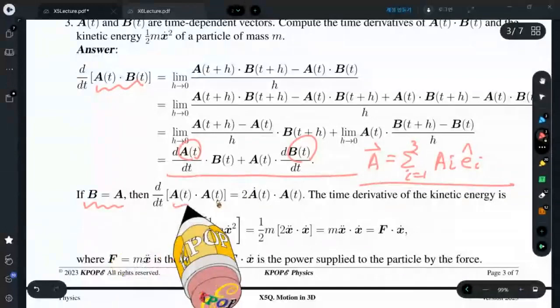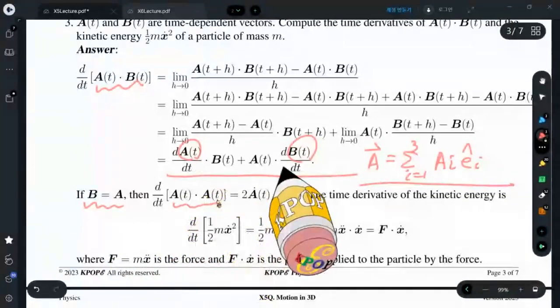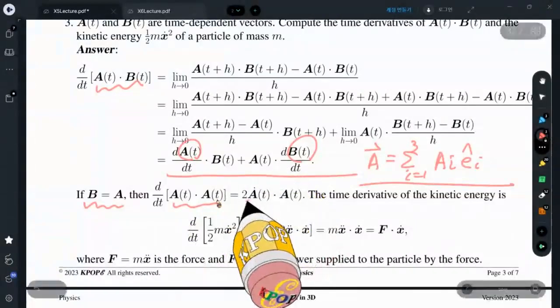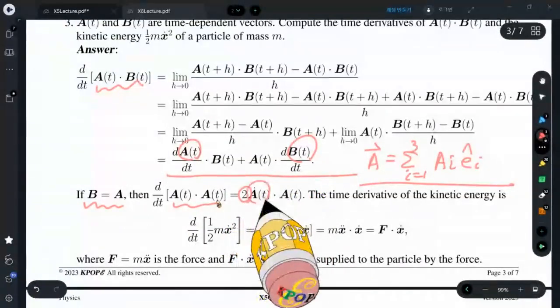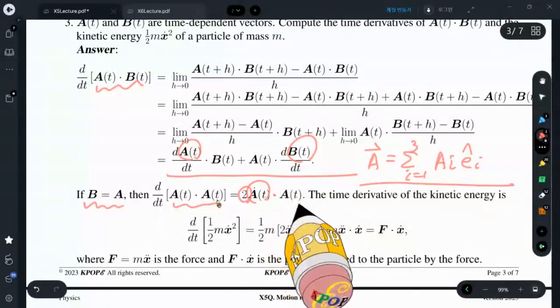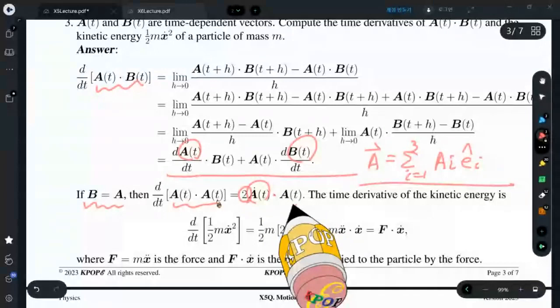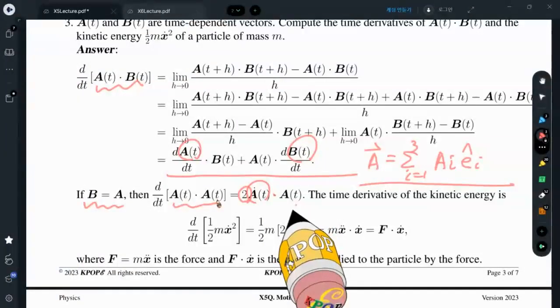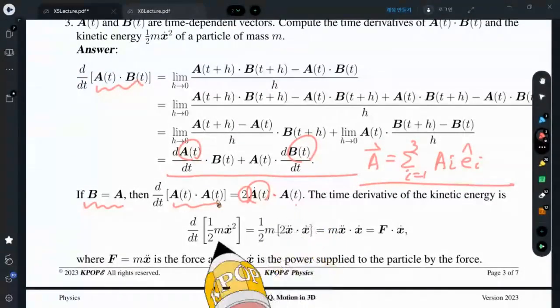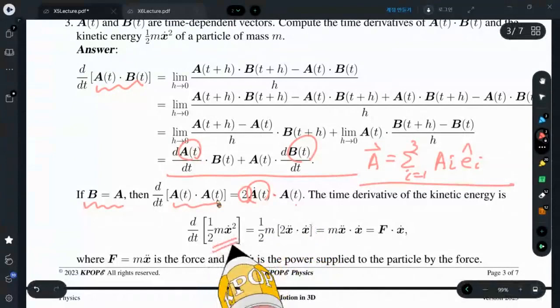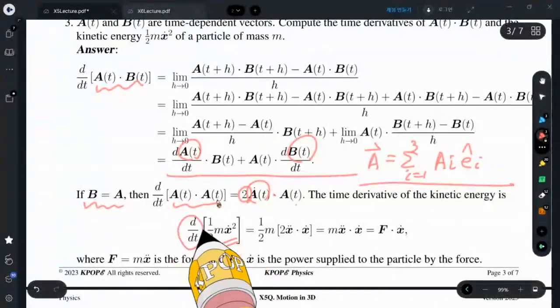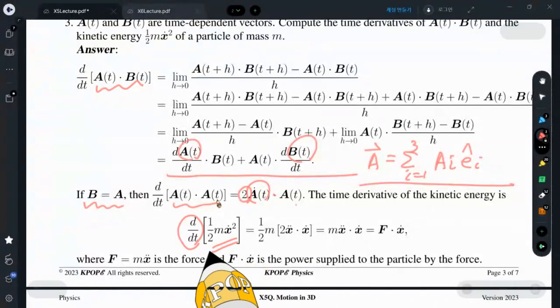In that case, it is trivial. These two terms become the same. We have 2 times the derivative of A, scalar product, A. This one appears when we compute the kinetic energy of a particle, the time derivative of the kinetic energy of the particle.